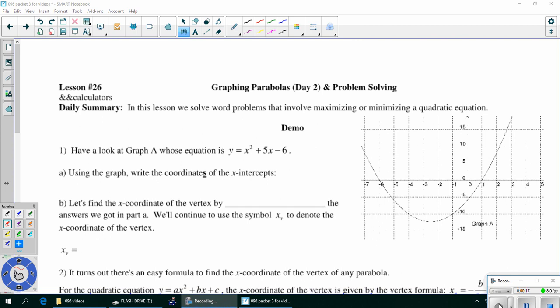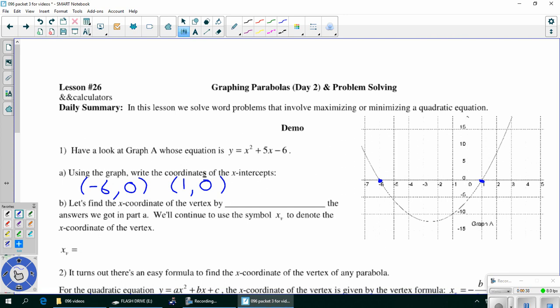Using the graph, write the coordinates of the x-intercepts. Okay, so we can read the x-intercepts off of the graph. Looks like at negative 6 and positive 1, but we want coordinates. So that means we're writing the y values as well, and if we're on the x-axis, then the y values are 0. So those are the coordinates of the x-intercepts.